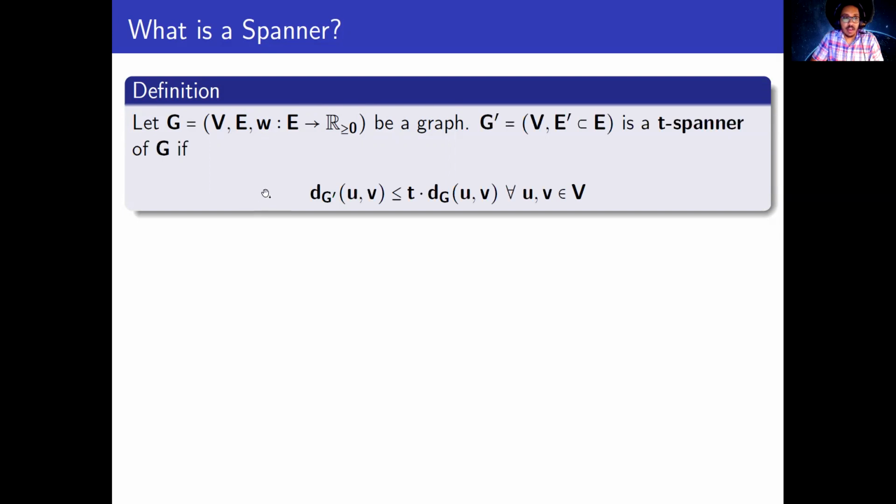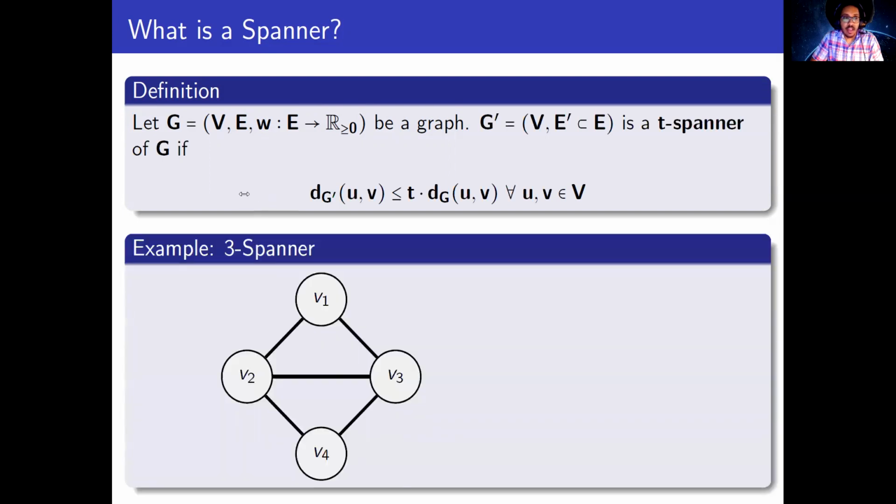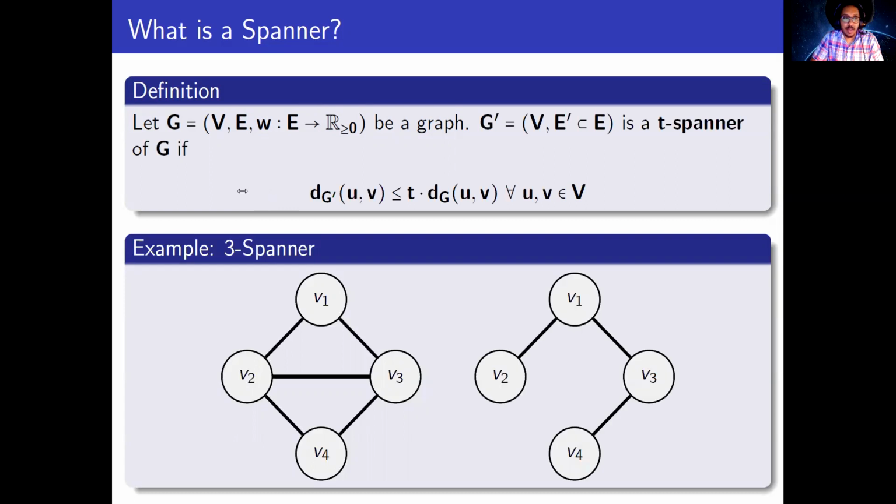For an example, consider the following unweighted graph. The subgraph on the right is a 3-spanner of it, since distances between any pair of vertices are no more than 3 times the shortest path distance between them in the original graph.